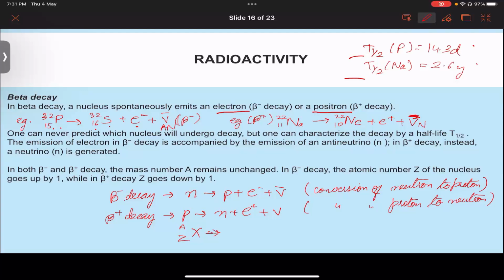So what you have is X with mass number A and atomic number Z, which turns into Y with A and Z plus or minus 1, plus an electron or positron, plus an antineutrino or neutrino. So plus 1 if you have negative beta, that is an electron coming out, and minus 1 if you have a positron coming out. If you have a negative beta decay, you will have your antineutrino; if you have a positive beta decay, you will have a neutrino. So this is the understanding of beta decay.